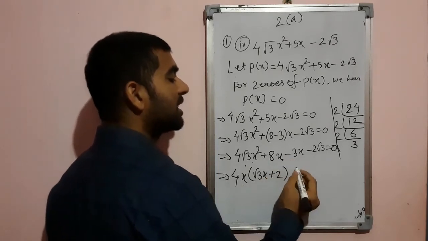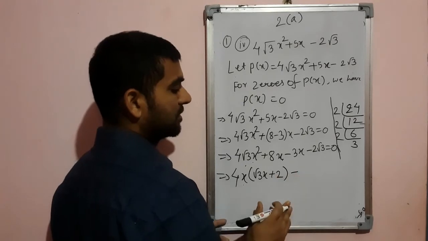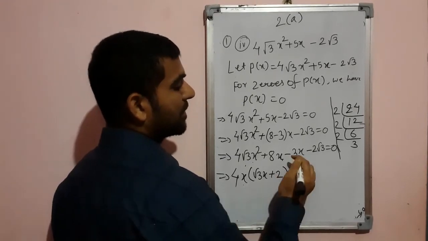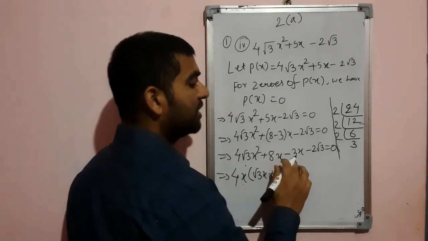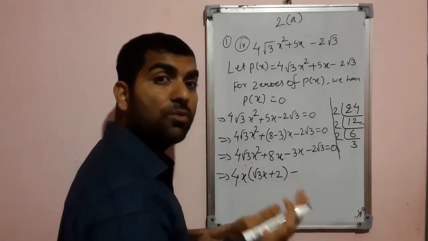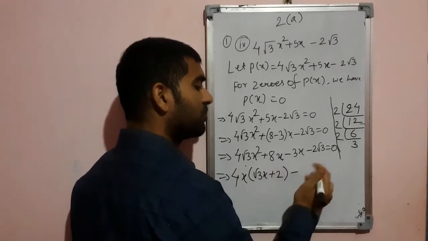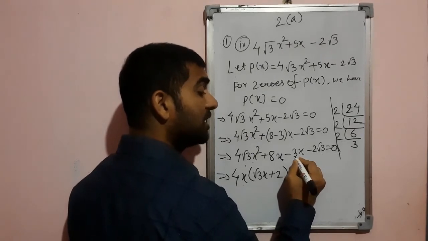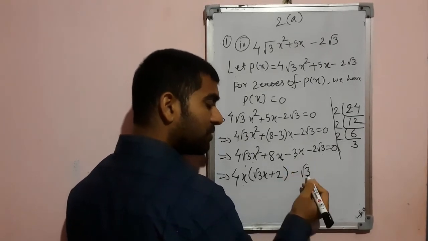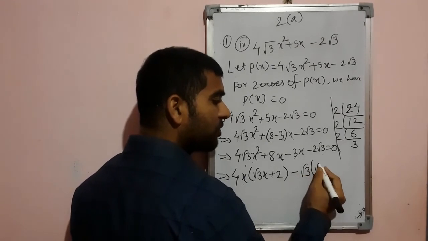From these two, what do we take common? We will take minus common. Minus what? 3 root 3, nothing common here. So 3 we can write as root 3 into root 3, right? So here root 3 also and here also root 3. So we will take root 3 common. The value of 3 we can write as root 3 into root 3, right? So that's why we are taking root 3 common. If we take root 3 common, here also it will be root 3.